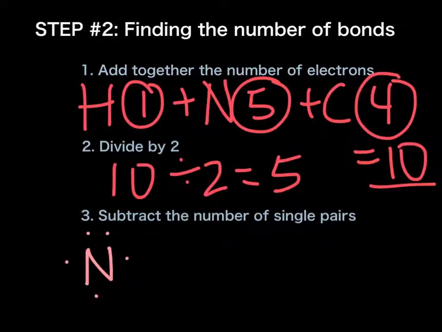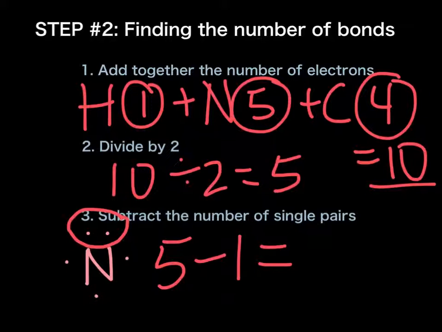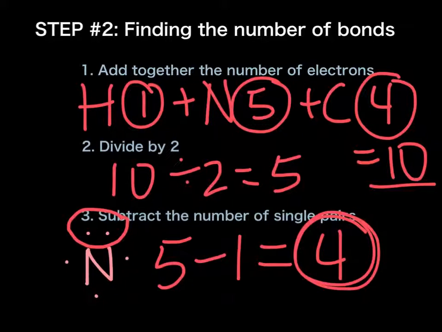And the last step is subtracting the number of single pairs. And like I said before, there's only 1 element with a single pair, and that's nitrogen. So that would be 5 minus 1, making 4 bonds overall.